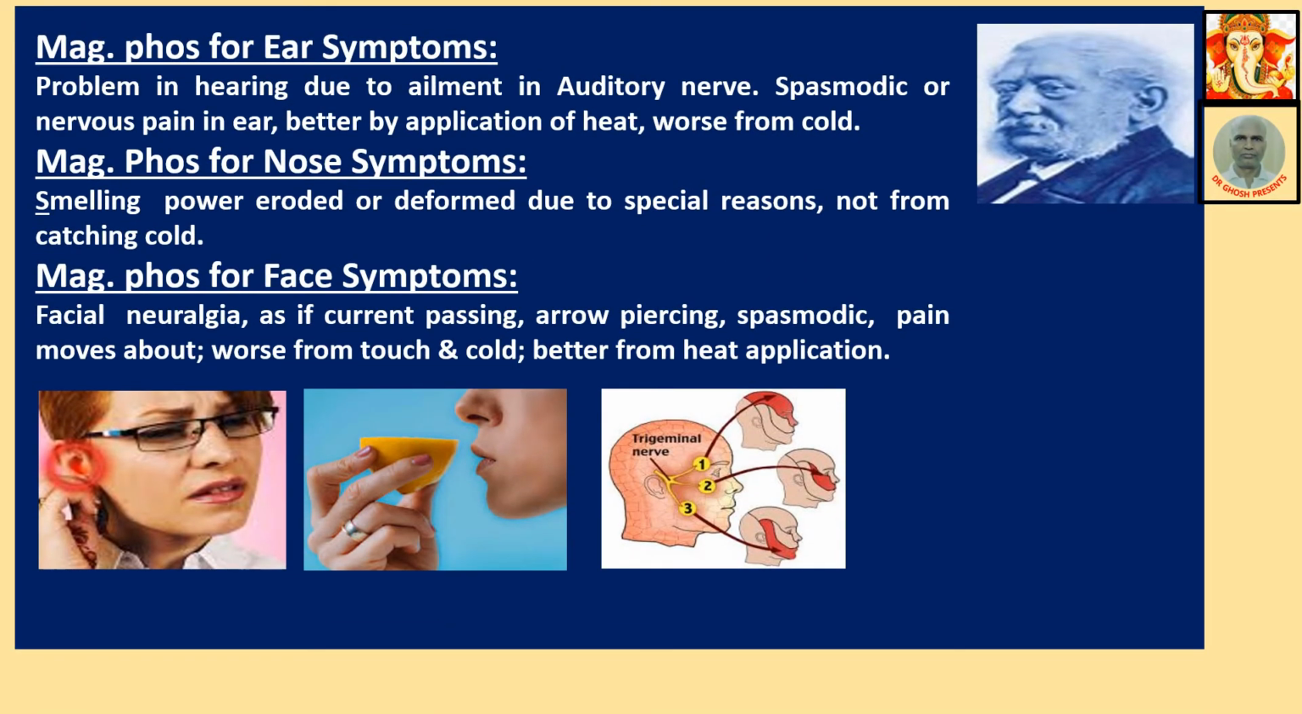MAC-Phos for ear symptoms. Problem in hearing due to ailment in the auditory nerve. The same thing; here, the auditory nerve can act. Spasmodic or nervous pain in the ear, better by application of heat, worse from cold.